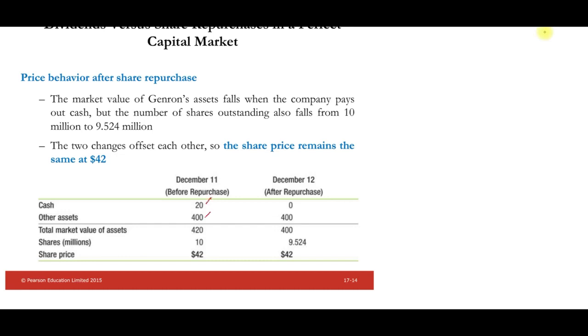So this is the situation here: 20 cash, 400. The market value divided by shares outstanding, 42 would be the price. And after share repurchase, there is no 20 million, it's already used. So how much is left? 400. And the new number of shares would be 9.52 million. What is the answer? The answer is 42. So please remember that before and after share repurchase, the stock price is not going to change.